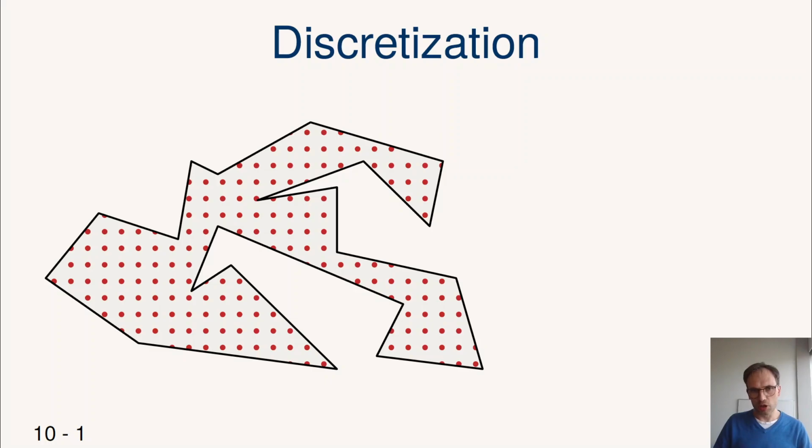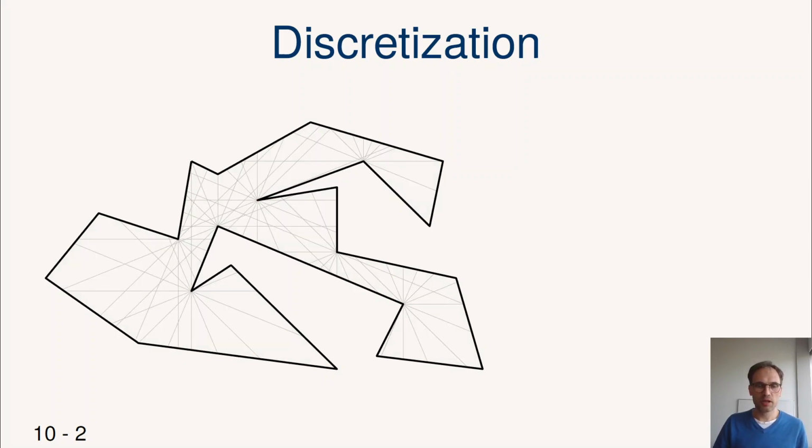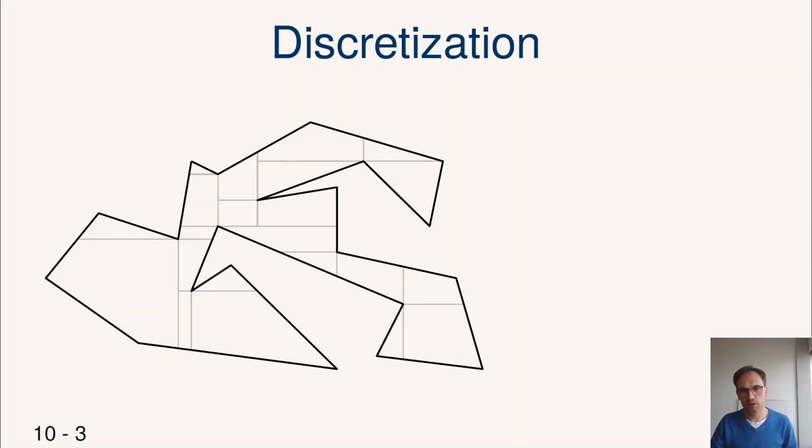Discretization, instead of considering all points where we can place a guard here for this example, we just restrict ourselves to a finite set. And this finite set could be a grid, or it could be defined in some other more convoluted way, or could also be adaptive.